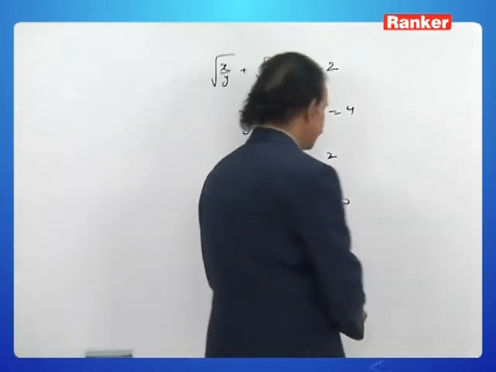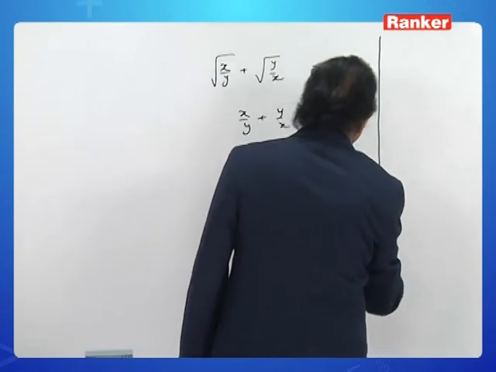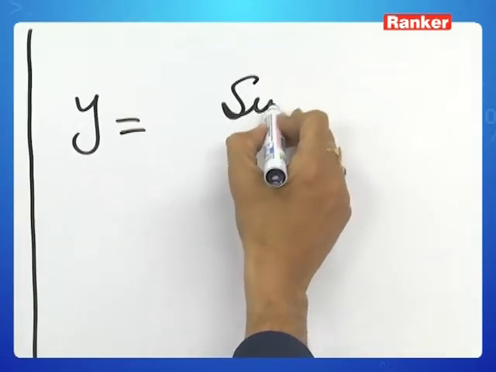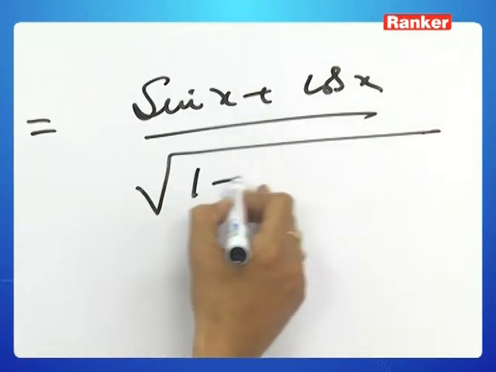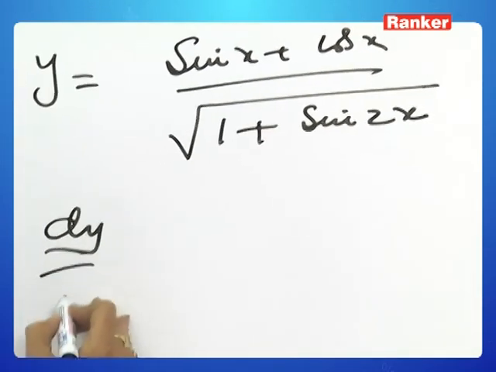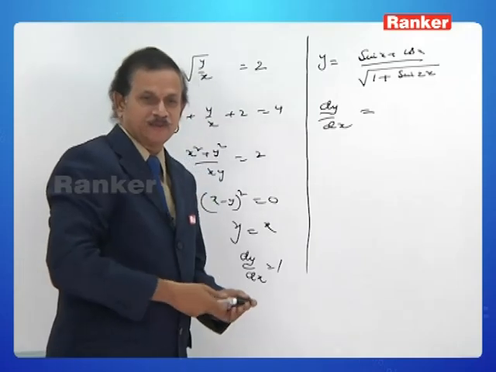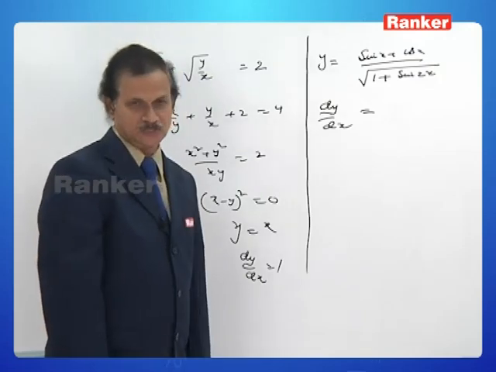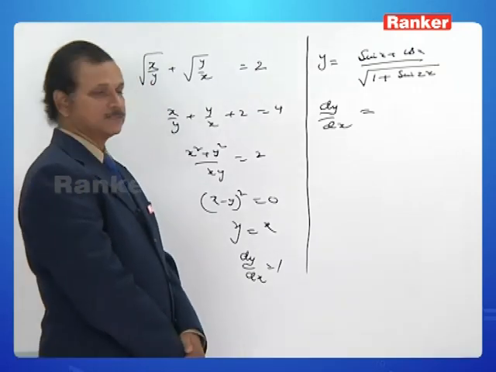Yes. One more thing. Y is equal to sin x plus cos x by root of 1 plus sin 2x. Even though it is not an implicit function, it looks like a bulkier problem, but it is so simple as such. How? You just expand the denominator. What is in the denominator? 1 plus sin 2x is there.